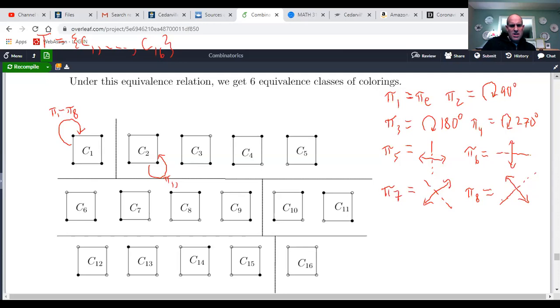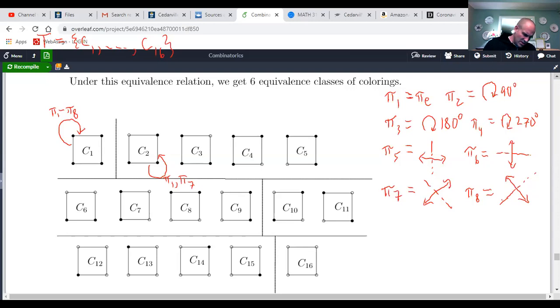And the only one I see that, okay, and incidentally, if you reflect in the positive slope axis, that's going to flip those black and white corners back and forth. The only other one that seems to fix this is pi 7. Okay, that's interesting. Okay, so watch this.